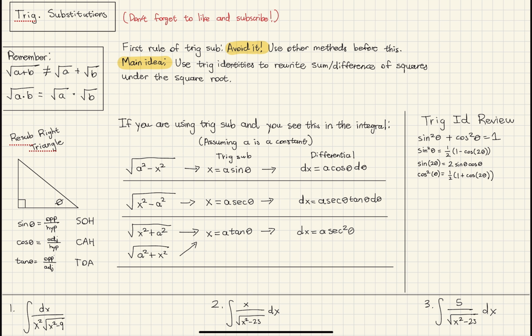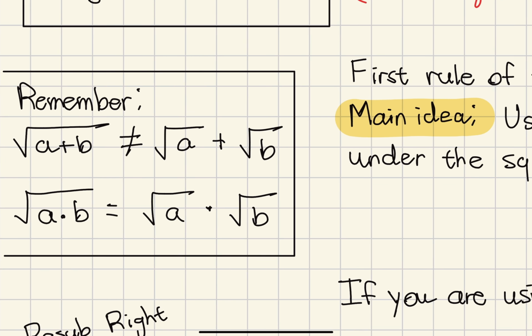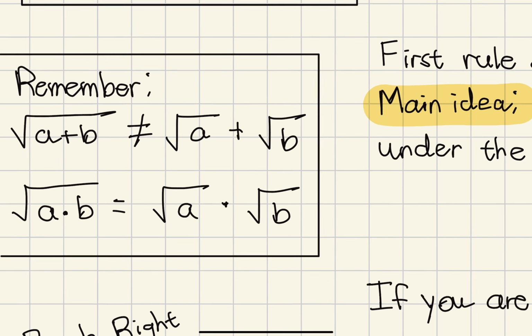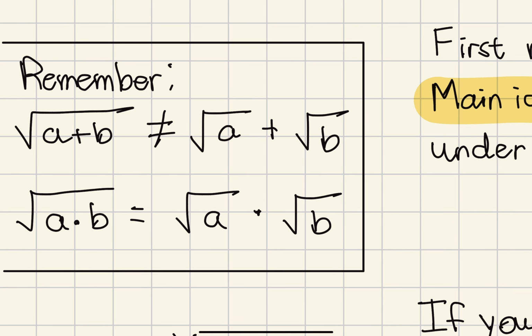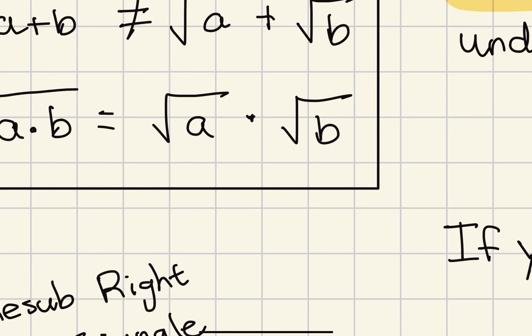The main idea about trig substitutions is to use trig identities to rewrite a sum or difference of squares under the square root. So what I want you to remember is this: something under the square root being added or subtracted does not equal them breaking apart. Do not ever do this. It's only equal if they're being multiplied together, and they must be multiplied together as shown here.